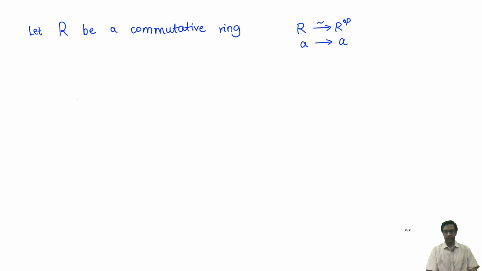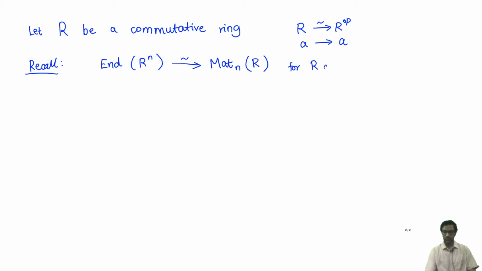Okay, so of course, why do I want to bring in R op and so on? Recall from last time we talked about how to think about endomorphisms of free modules. So a homomorphism from R^n to R^n is really given by an n cross n matrix, and this matrix we said should correctly be thought of as an element of R op. But since R is commutative, I can replace R op by R, because of this fact that I just said. This is true for R commutative.